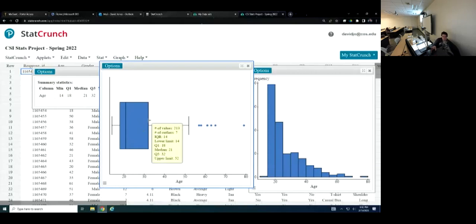If I put my cursor over, it is actually telling me other values. Here it tells me the lower limit is the same thing as lower fence. And it says the upper limit equals 52.